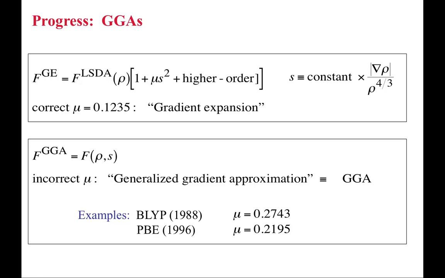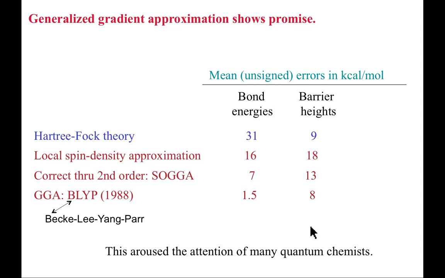So in terms of the GGAs, I mentioned the exact expression value of mu that multiplies this gradient term in the gradient expansion. And then in normal GGAs, we in fact just use S, not S squared, and we just pick values of mu that work. So for B in BLYP, it's 0.2743. In the PBE functional, it's 0.2195. And these are either derived from some sort of analysis or optimized empirically.